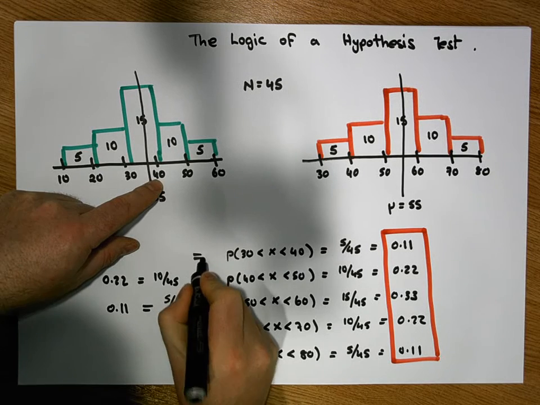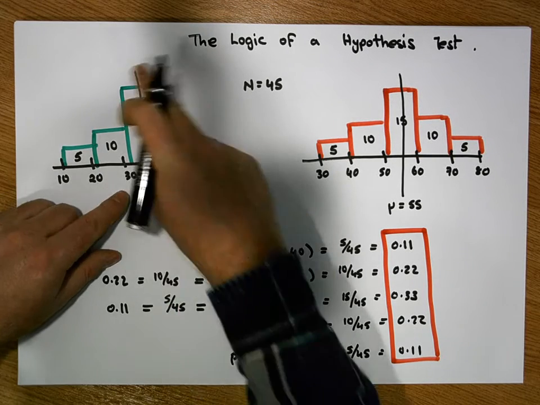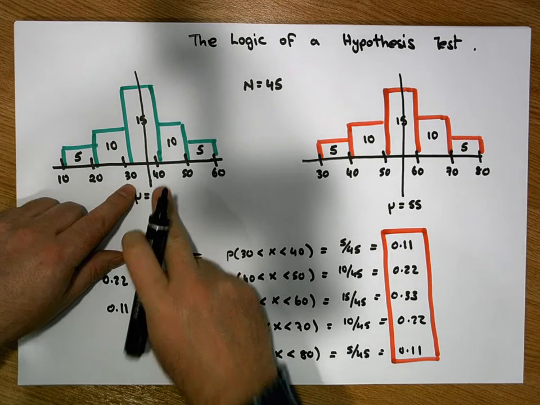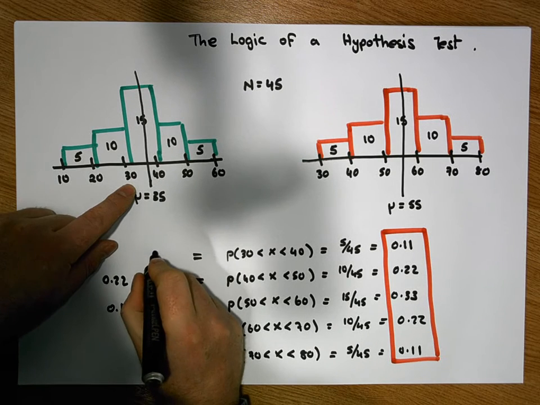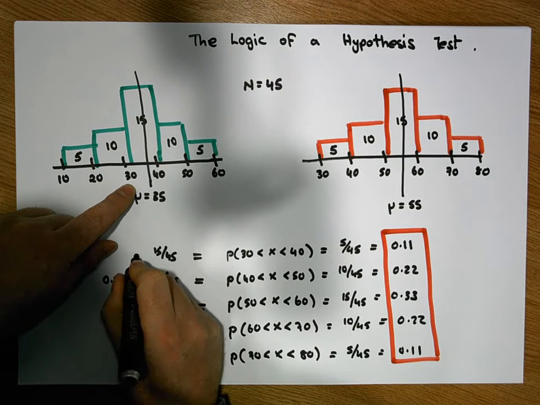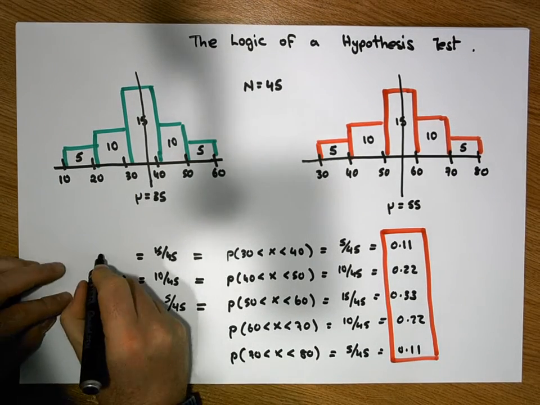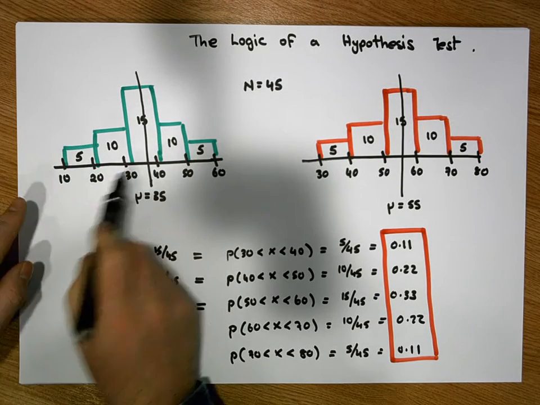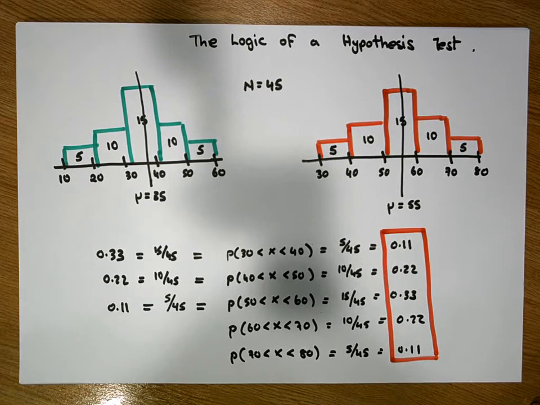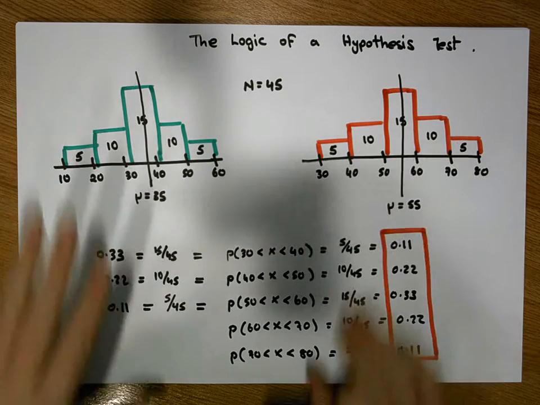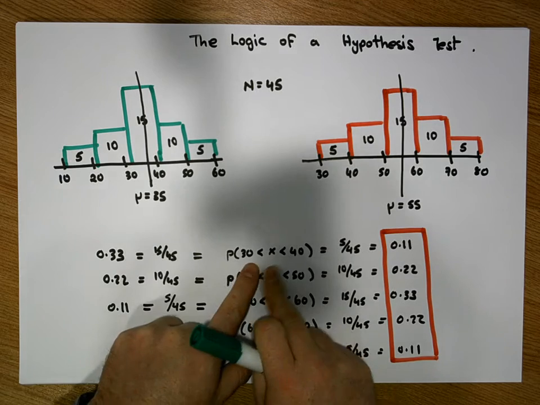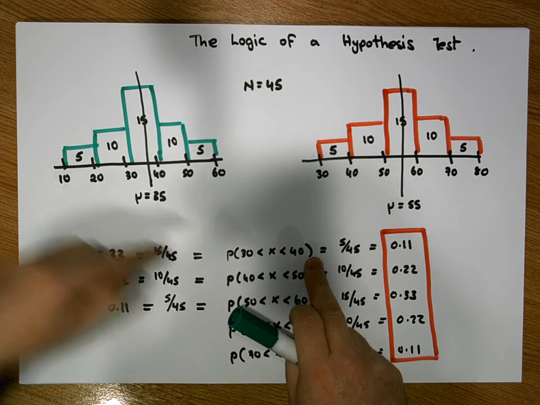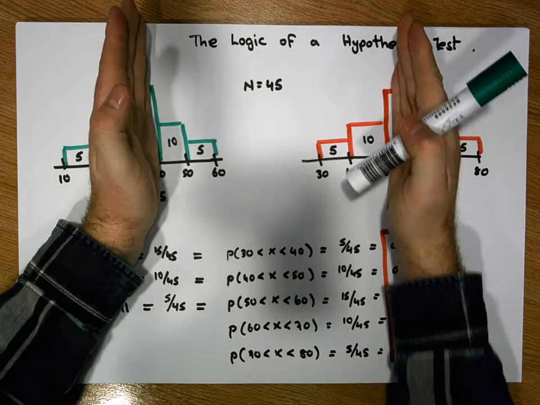The probability that we selected somebody from the green distribution and that they spent between 30 and 40 euros would be 15 chances out of 45, which gives us a value of 0.33. Okay, and so on and so forth. So here's our two distributions, and each distribution has different probabilities associated with it depending on where the distribution is centered.